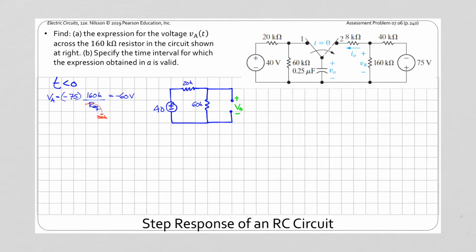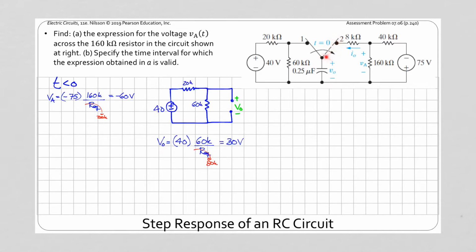We can see that V0 is in parallel with the 60 kilo ohm resistor, and so whatever the voltage is across that resistor is going to be our starting voltage for our capacitor. Since we have two resistors connected in series to a voltage source, we can use another voltage divider to find the voltage here, which will be the same as our capacitor voltage. So for t less than 0, we found the voltage VA. We also found the capacitor voltage V0, so that we can figure out what that capacitor voltage is going to be for t greater than 0.